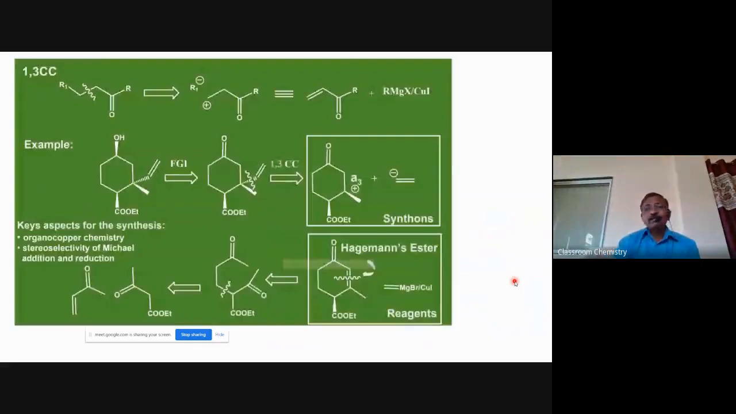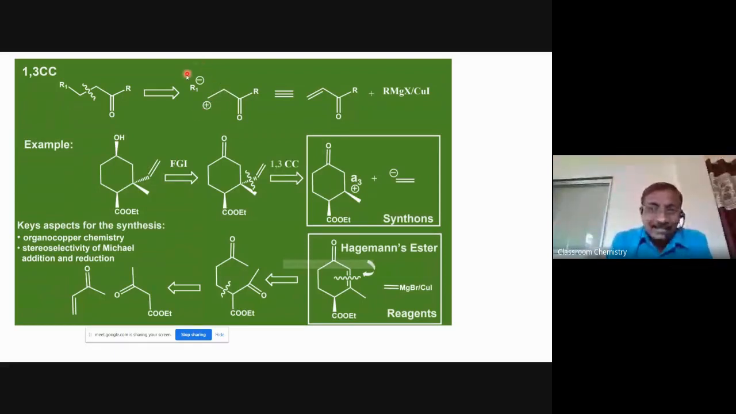Now we can check which kinds of disconnection are possible in the 1,3 difunctionalized compound. Up till now we have observed beta hydroxy, then a nucleophile at the beta position, then some electrophiles at the beta position, and then the alpha beta unsaturated system. Now we can observe when there is an alkyl group. This is 1, 2, and 3. When we try to disconnect this, we always have to disconnect over here, between 1 and 3, and then we get a positive charge over here, and this positive charge corresponds to the alpha beta unsaturated system.